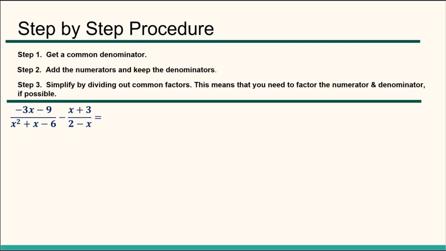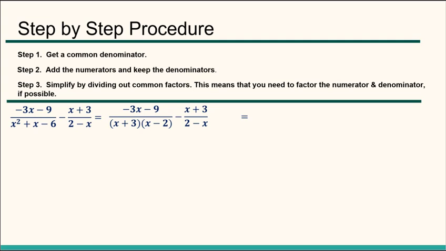I've got negative 3x minus 9 all over x squared plus x minus 6 minus the quantity x plus 3 over 2 minus x. All right, first thing I've got to do is factor. You know it. So here I go. I factored that x squared plus x minus 6. I got x plus 3 times x minus 2.